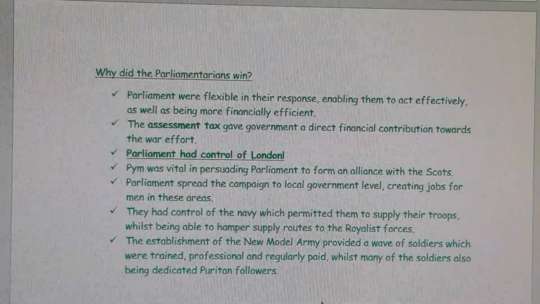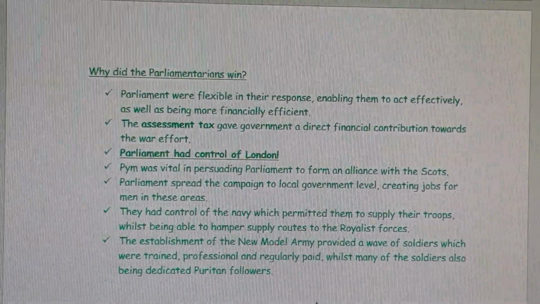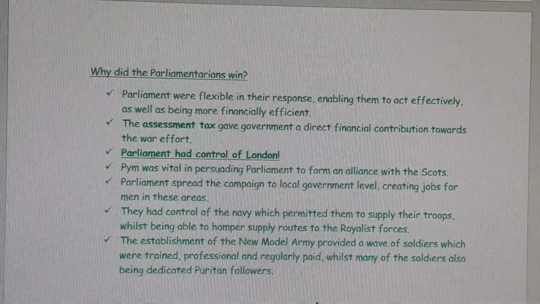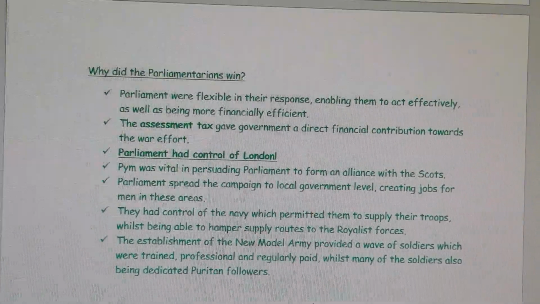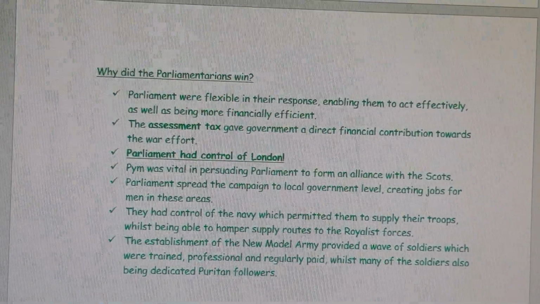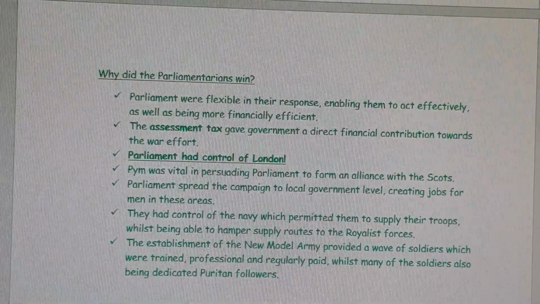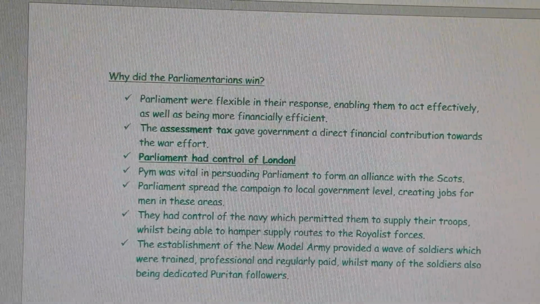Parliament spread the campaign to local government level as well, and this created jobs for men in these areas. And you have more of a unity in the parliamentary camp: we are offering employment, we're offering a united front, we are offering a united cause, we are offering a united religious community that will not be undermined by Catholicism.